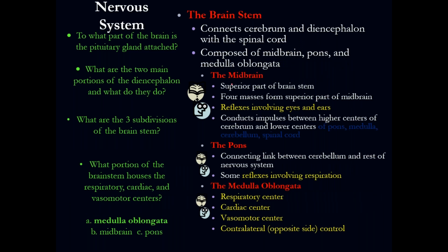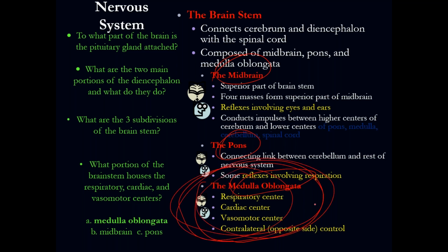Just to refresh, what I want you to remember from this slide is the brain stem. We have the midbrain, the pons, and the medulla oblongata. The medulla oblongata is the main thing, so put 3 or 4 stars on it. We have the respiratory center, the cardiac center, and the vasomotor center, in other words the cardiovascular center.